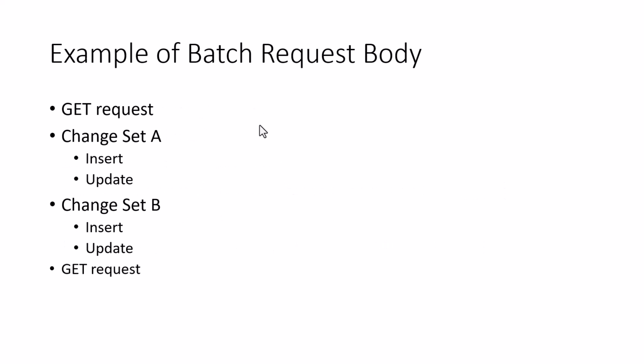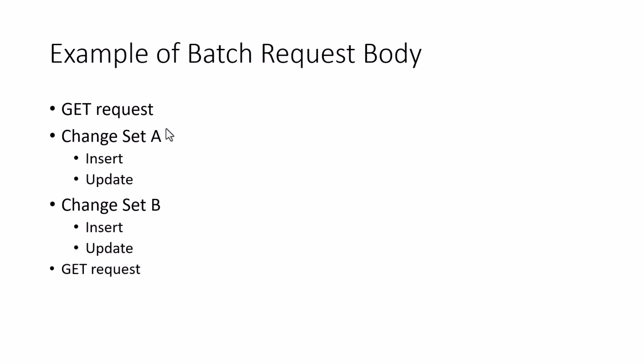So an example of a batch request body can look like this. It can have a get request, then it can have a change set request, and we already know that within a change set you cannot have a get request, but it can have either an insert or an update. In this case, this change set has both an insert and an update, and then there's another change set B that has an insert and an update, and then a get request again.